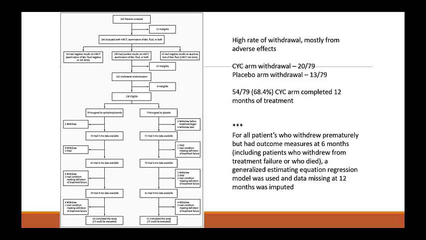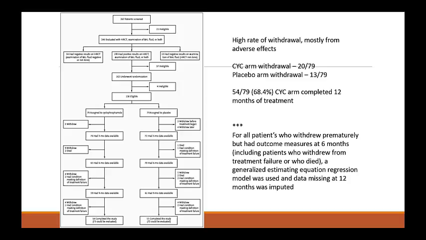Now, what's important to note is that if patients made it to 6 months with treatment, and then, for example, were lost to follow-up or some of their endpoints were not present, what they did in this study was use a regression equation to predict what those outcomes would have been. So they sort of created data to extrapolate those outcomes, and they included those patients who had made it to 6 months, but perhaps not to 12 months. Make of that what you will. That included patients who had either died, withdrawn from treatment because of side effects, or had treatment failure.